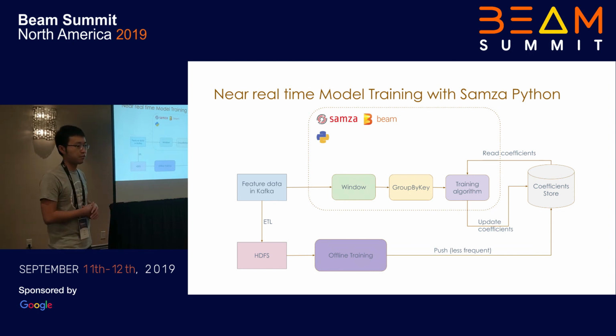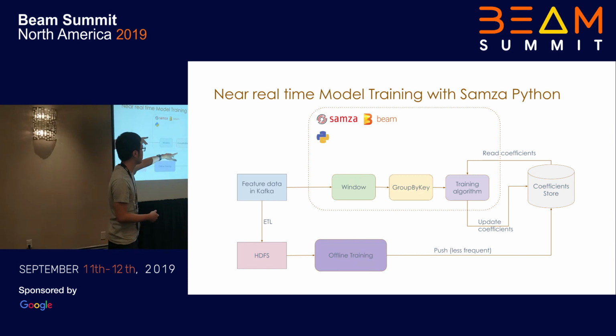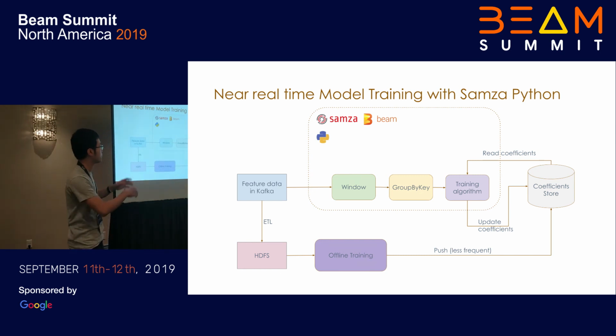They get the feature data from Kafka, they apply a window so that you get a very small batch, say a 1 minute or 2 minute window, keyed by the member that they want to do the model training for. Then they read from the coefficient store, which has the machine learning model that came from offline. They read the coefficients, and based on the new data, they update this model, and then push it back to the coefficient store.